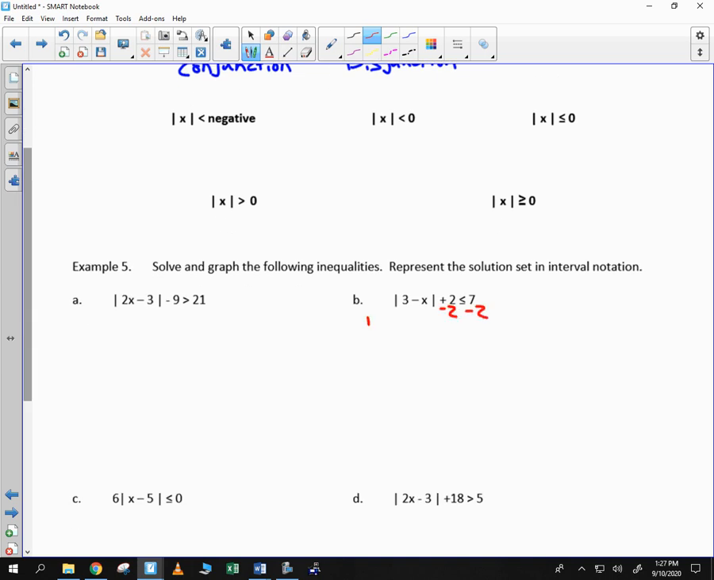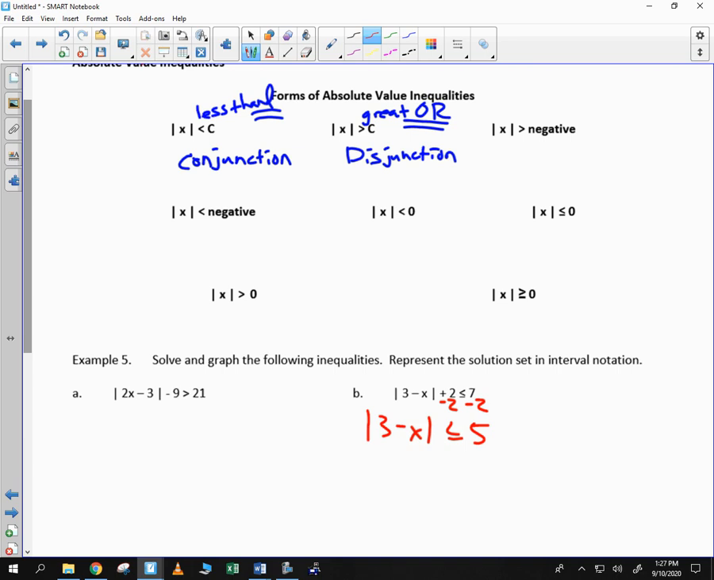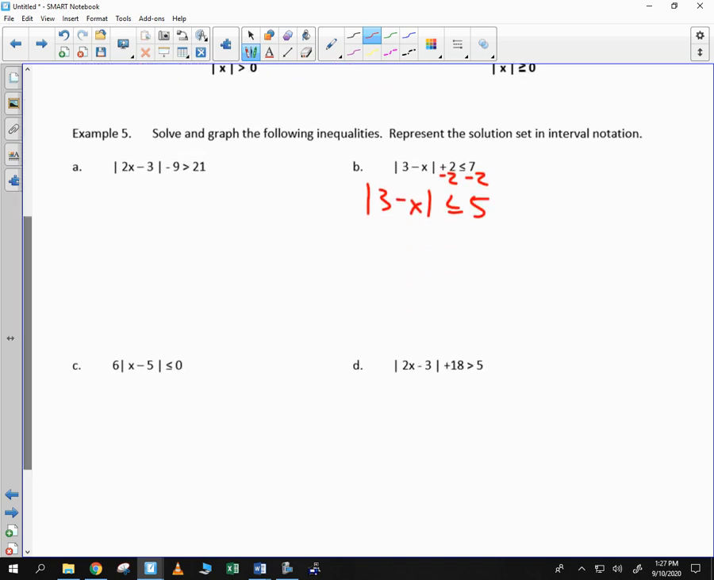Now if you look at the next one, we subtract the 2, and you get the absolute value of 3 minus x is less than or equal to 5. Now, that is a less than, and if you look at our information up above, less than should be a conjunction. This should come together. So let's see if that happens. I set up 3 minus x is less than or equal to 5, and 3 minus x is greater than or equal to negative 5.